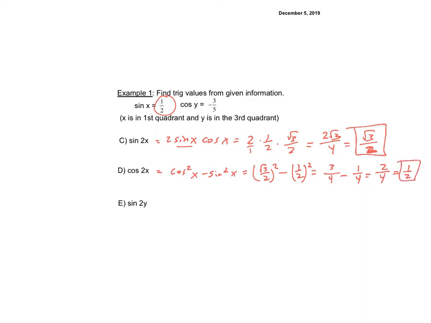All right, the sine of 2y. So there's only one formula for that. It's 2 sine y cosine y. Make sure you use the y values, not the x values. So the sine of y, we found that on the last page. It was negative 4/5. The cosine of y, we're given that at the top of the page here, which is negative 3/5. So now I can simply multiply my numerators and multiply my denominators, and I get 24/25.